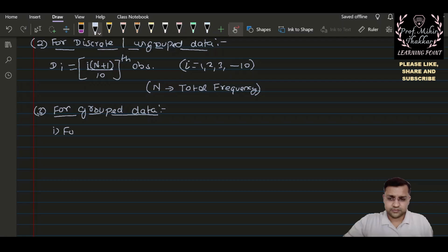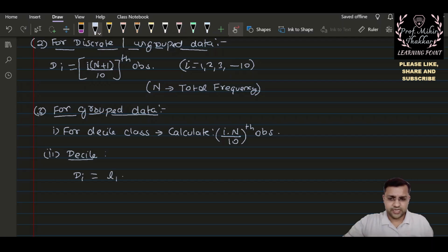Number 1, for the decile class, calculate i into n upon 10, the ith observation. And then number 2, the formula for decile, which is Di = L1 + (i n/10 - Cf) multiplied by h/f. So guys, the same formulas we had also seen while we were calculating the quartiles.